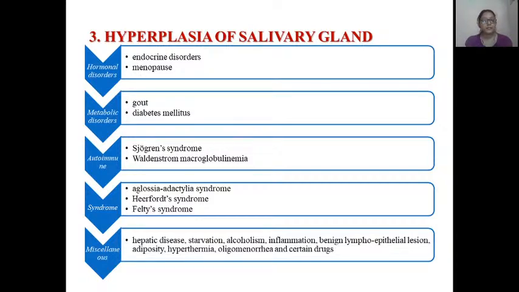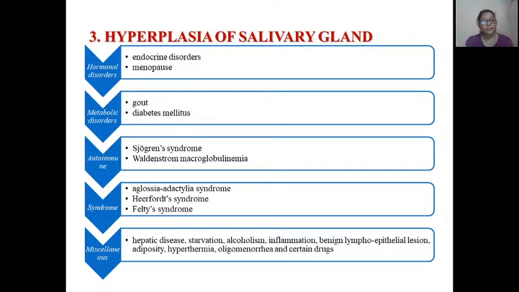Autoimmune reasons are Sjogren's syndrome and Waldenstrom macroglobulinemia. Waldenstrom macroglobulinemia is a cancer of the white blood cells, which are replaced by an abnormal amount of white blood cells. Various syndromes are also associated with it, like the aglossia adactylia syndrome, which is characterized by the absence of tongue and the absence of limbs or fingers. Heerfordt syndrome, a type of sarcoidosis, is also seen.